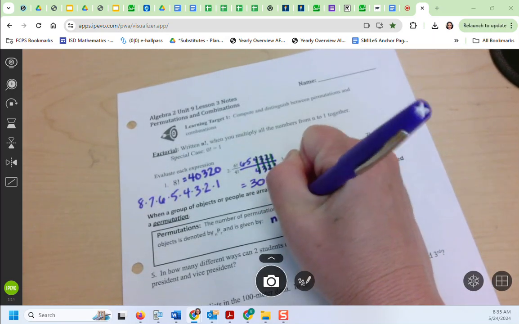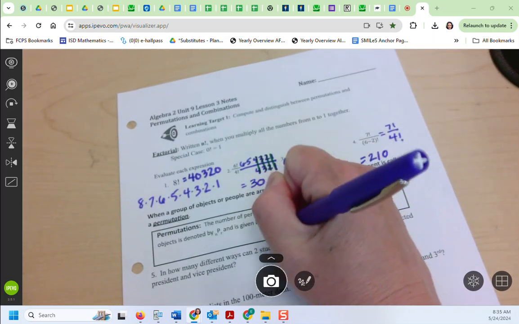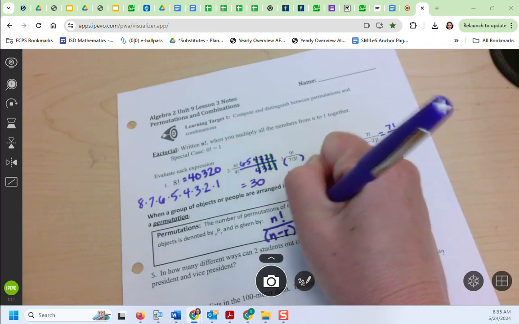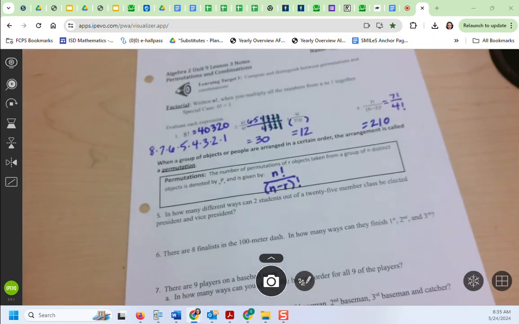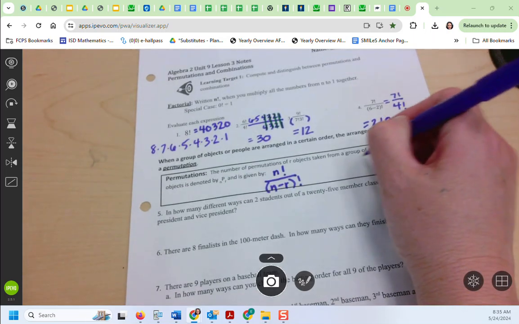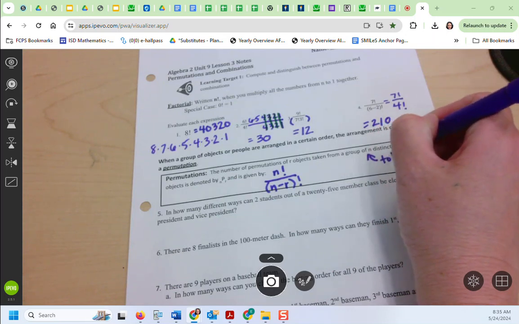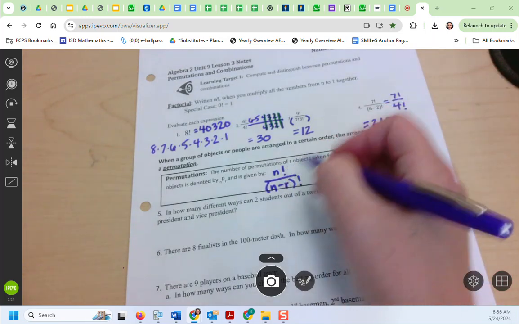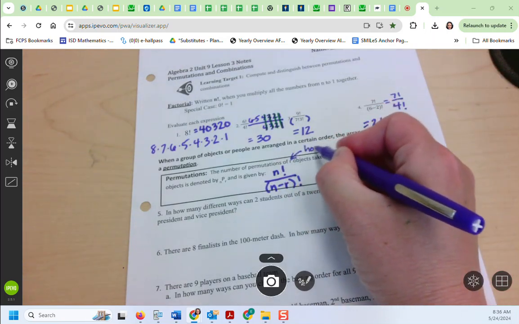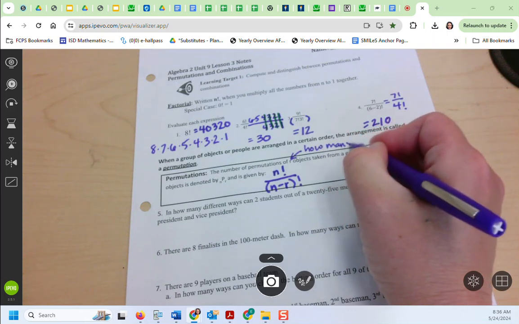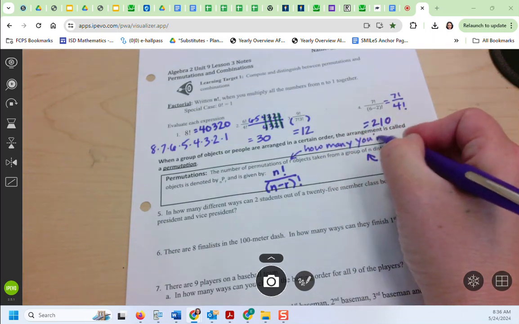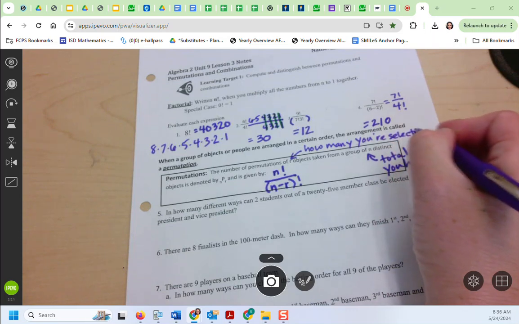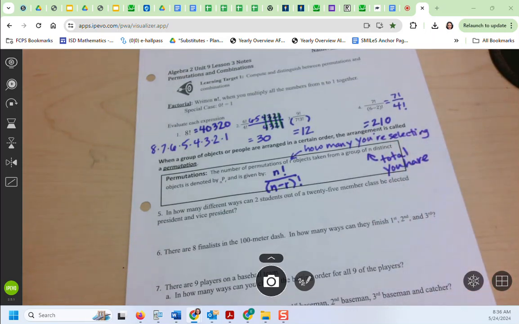n factorial over n minus r factorial. So remember that you have n things. n is the total you have. And then r is how many you're taking, how many you're selecting. Would it change the answer if you put the factorial in the parentheses? Yes, it would. So you're going to do it this way, okay?